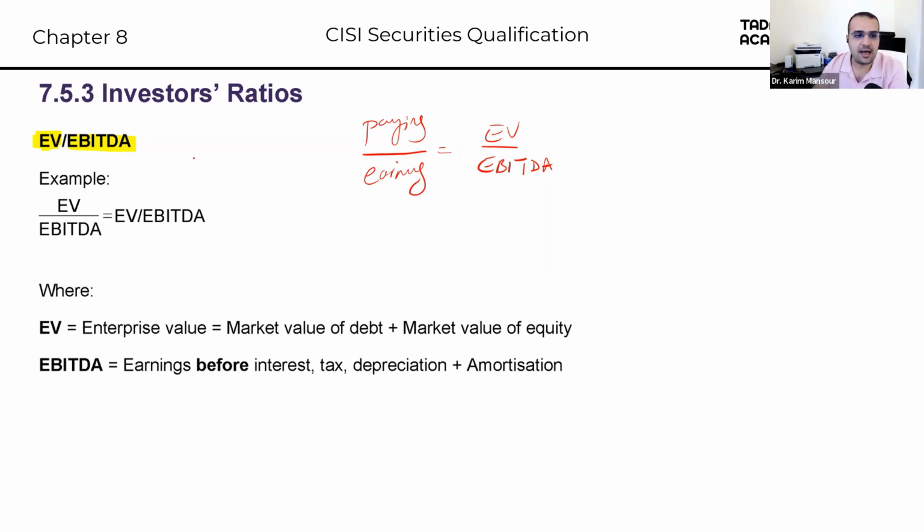Again, the higher this is, the more expensive the company is. The lower, the more value you are getting when you're invested in this company. So what is the enterprise value? What is the value of that company? It's the market value of the debt plus the market value of the equity of that company. And what is the EBITDA? It's your profit, but before interest, tax, depreciation, and amortization.